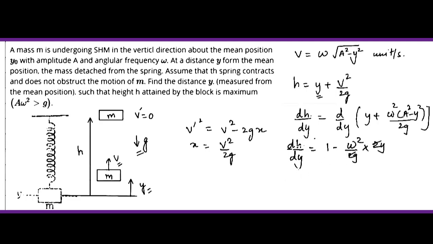So for maximum or minimum, this has to be equal to 0. We are going to get 1 minus omega square y divided by g equals 0, and from here we can find the value of y, which is simply y equals g divided by omega square. So this will be the final answer. I hope you understood the explanation.